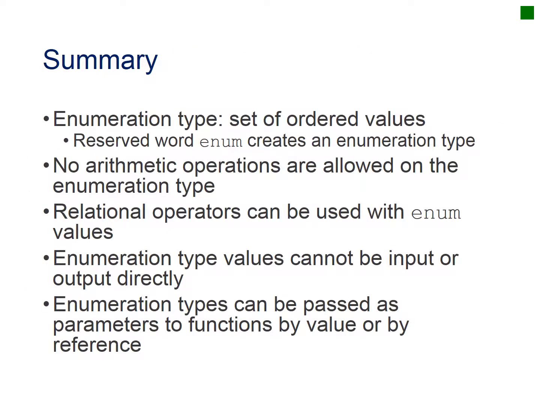Our summary. Enumeration type is a set of ordered values. The reserved word enum creates an enumeration type. No arithmetic operations are allowed on the enumeration type. Relational operators can be used with enum values. Enumeration type values cannot be input or output directly. Enumeration types can be passed as parameters to functions by value or by reference.